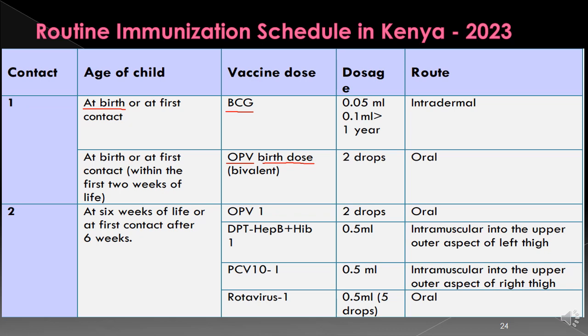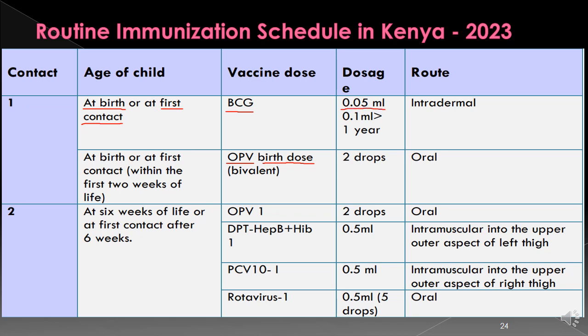Then there are those children who may not have been born in hospital, but they were born elsewhere, and then you meet them for the first time much later after their birth. So we are saying either at birth or at first contact, whatever other time you meet them for the first time after they have been born, BCG must be administered. So if it is at birth or you're meeting them after birth but before they are 1 year old, the dose is usually 0.05 ml.